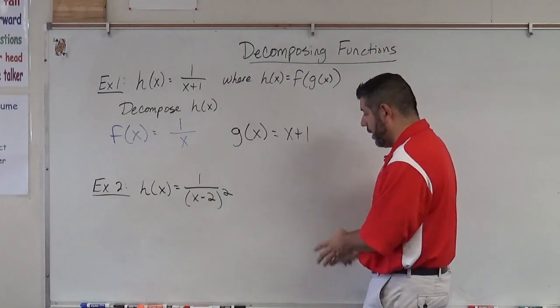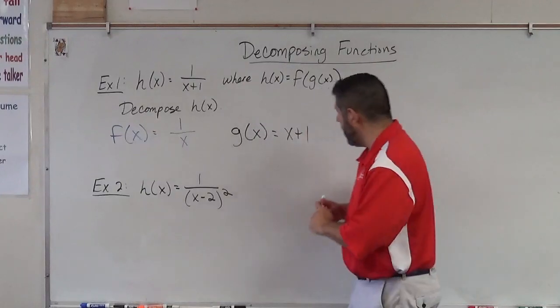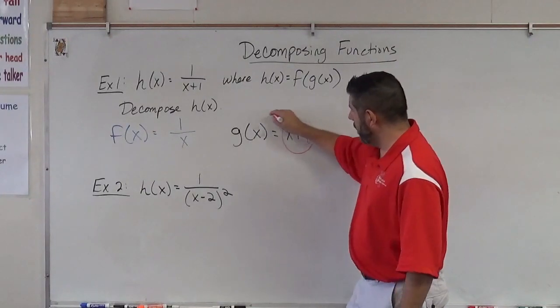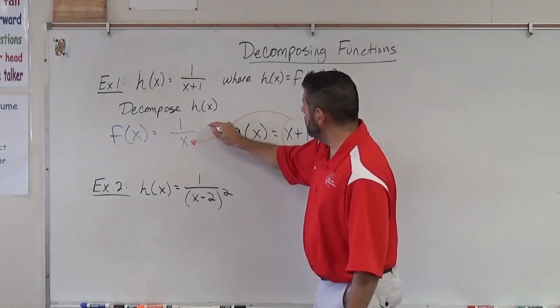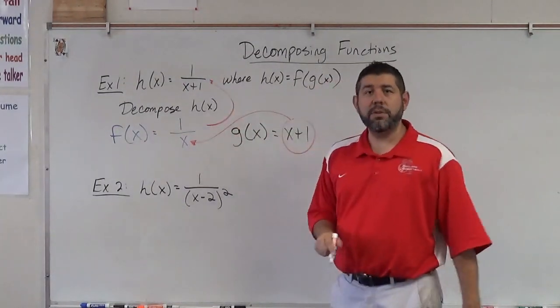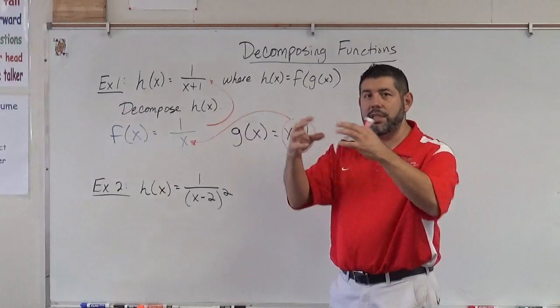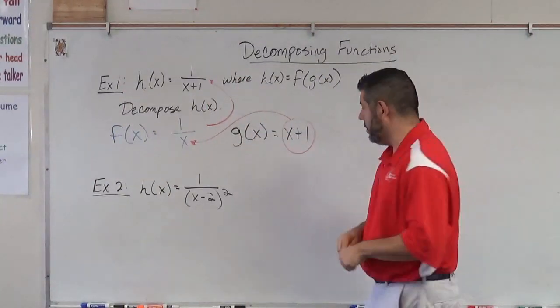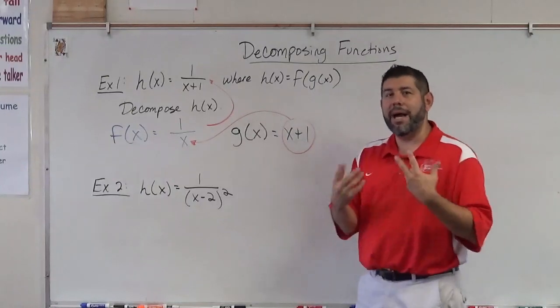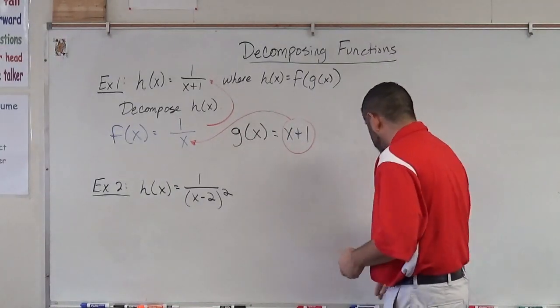All right, so let's think about how this is going to work. We're going to take x plus 1, and we're going to plug that in here into x. And that's going to give us 1 over x plus 1. Okay, so that's how we decompose a function. We're taking it apart. All right, so let's do another one, and then I'm going to come back with three examples for you.